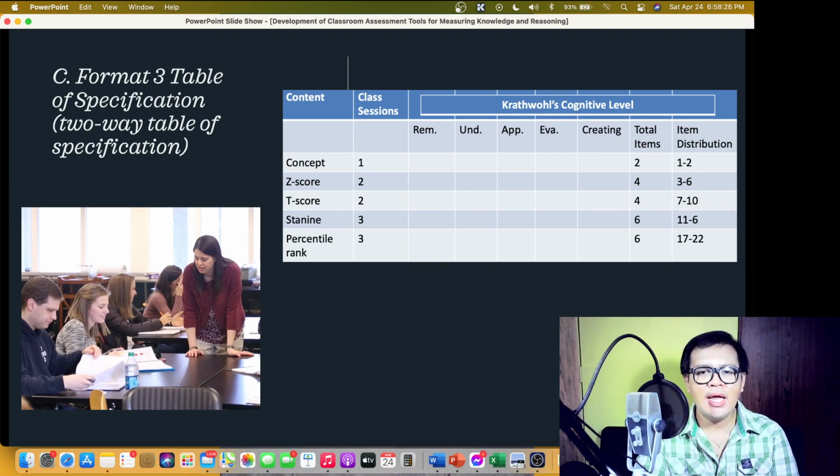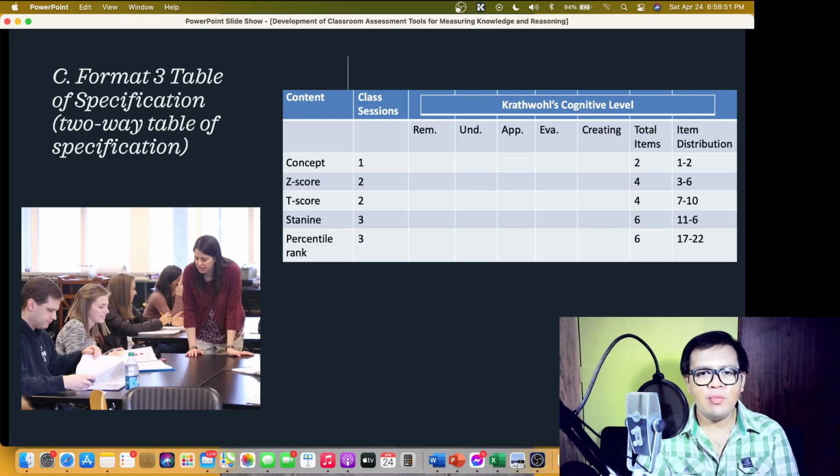Format 3 of the table of specification is a two-way table of specification. As you can see, this is somewhat unique compared with the other two. It is anchored on Krathwohl's cognitive level. As you can see, there are different columns that were created. First column, we have the content and then the class session. You also have the content of Krathwohl's cognitive level.